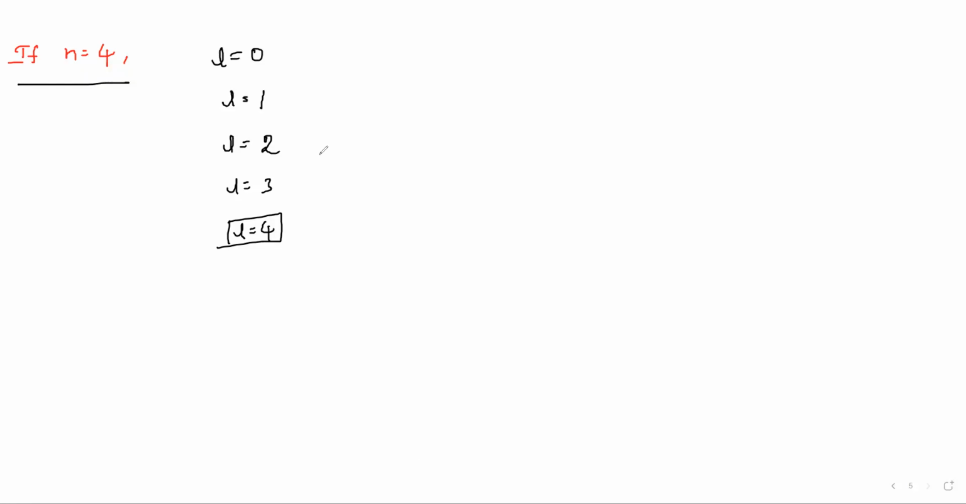N value is 4, so the number of subshells will be only 4. Why not L is equal to 4? Because the maximum L value is n minus 1 only. The minimum possible is 0, but the maximum we have to take is n minus 1. So 4 minus 1, obviously that is 3 only. That's why the maximum value is 3 for n is equal to 4.